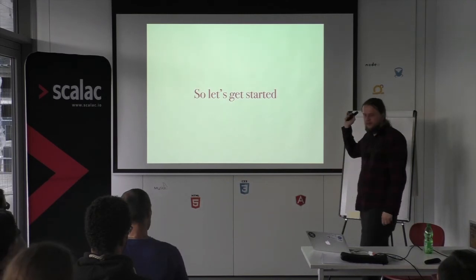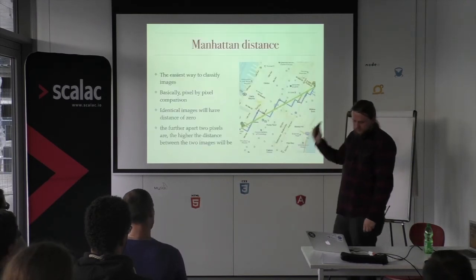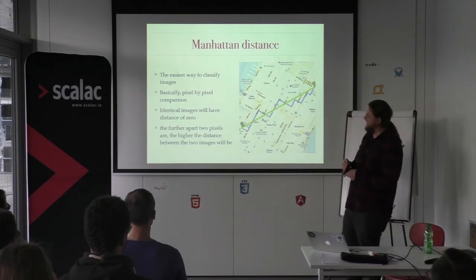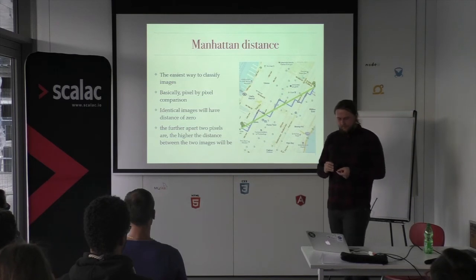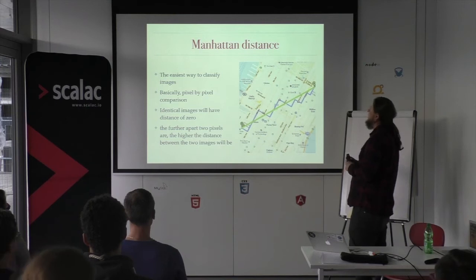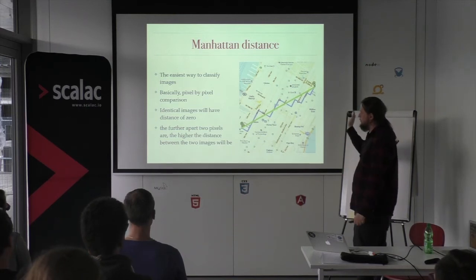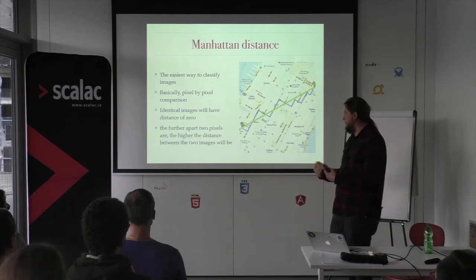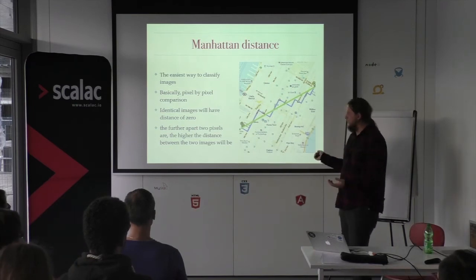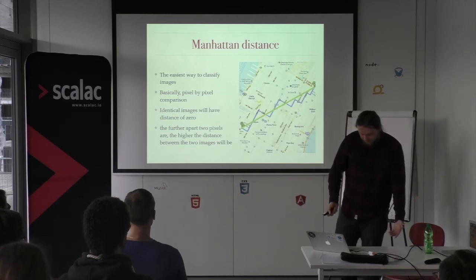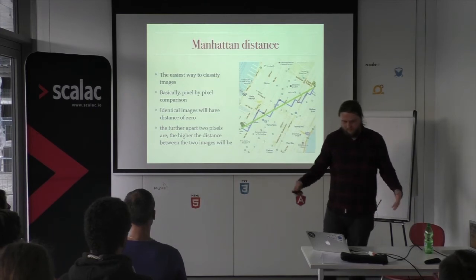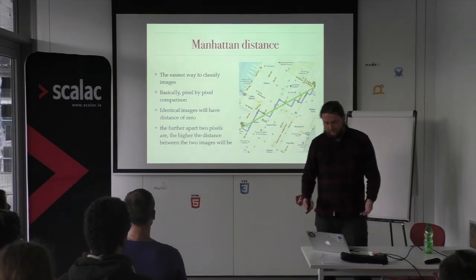The first classifier, which I will talk about, is called Manhattan distance. In Polish, it's called metryka miejska. And this is the easiest way to classify two images, basically. We do the pixel by pixel comparison and identical images will have the distance of 0. The further the two images are apart, the further the distance is. So it becomes less and less similar.